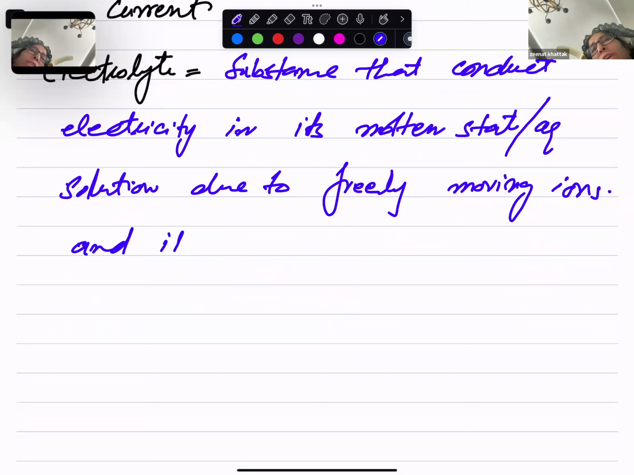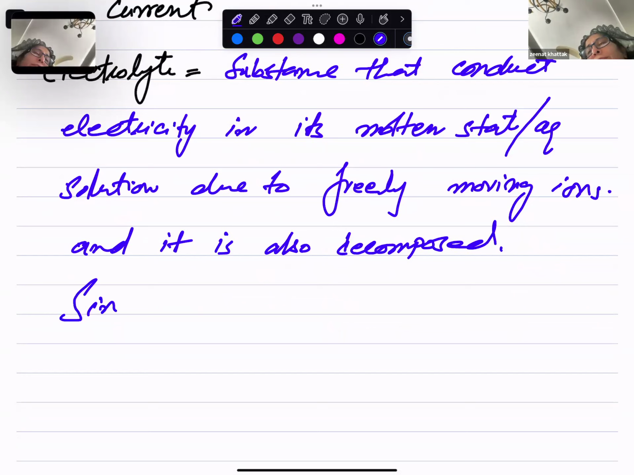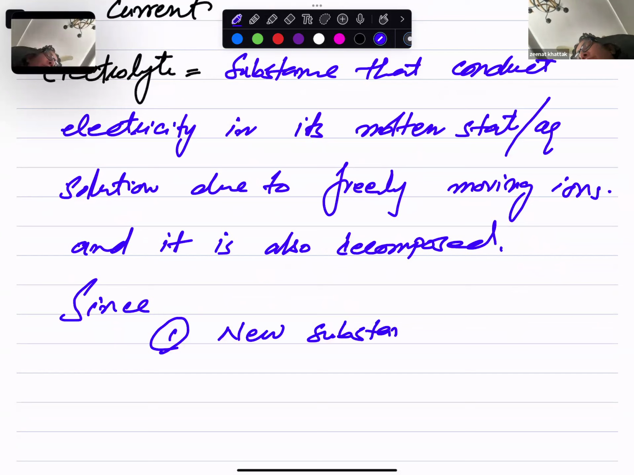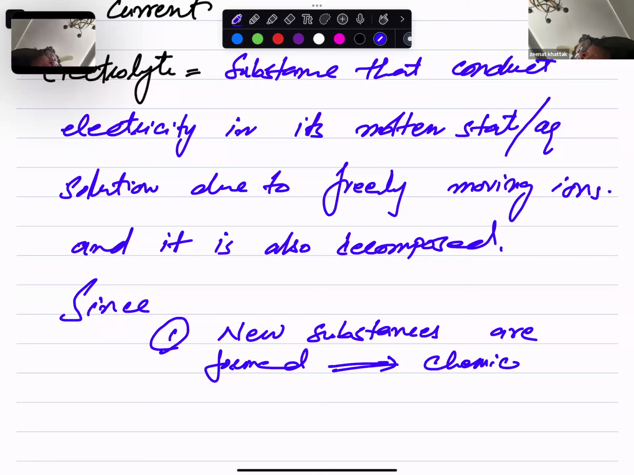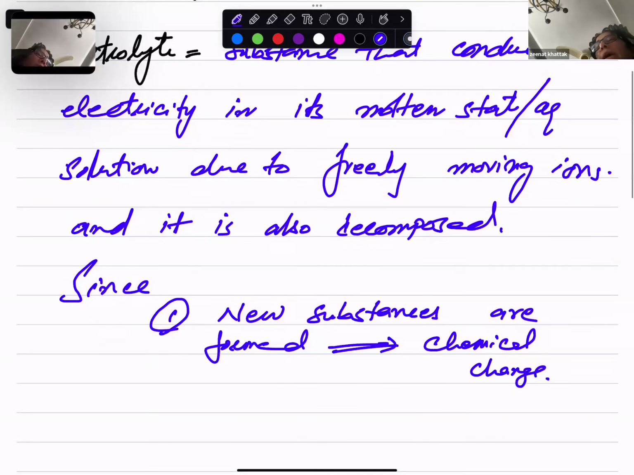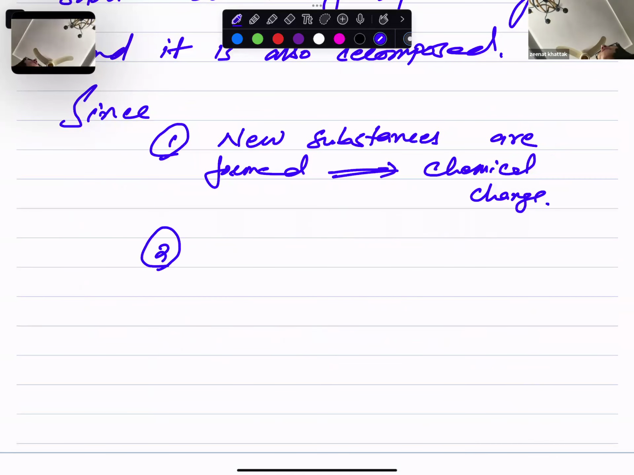And it is also decomposed. Since new substances are formed, it is called what? A chemical change. And second, look, if I put salt in water, the salt will dissolve, and then if I evaporate the water, salt will be left. It's a physical change. But if I pass current, new things will form. If new things are going to form, it's a chemical change.